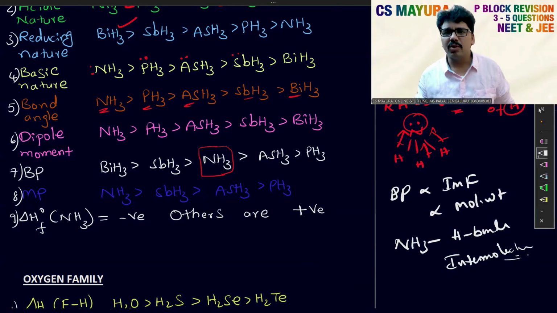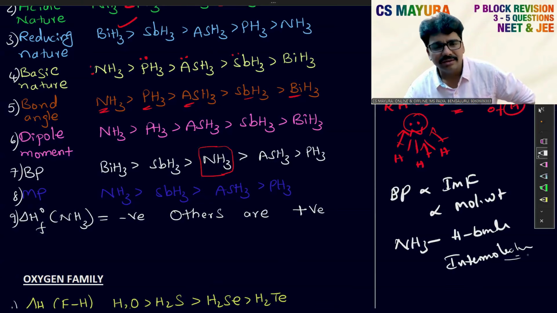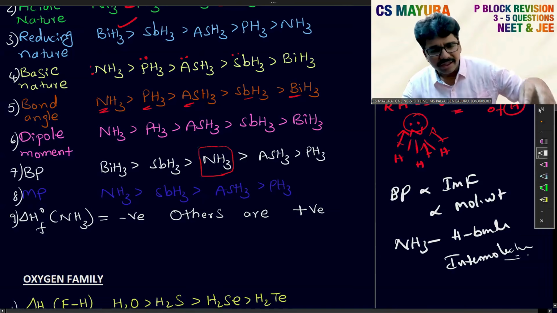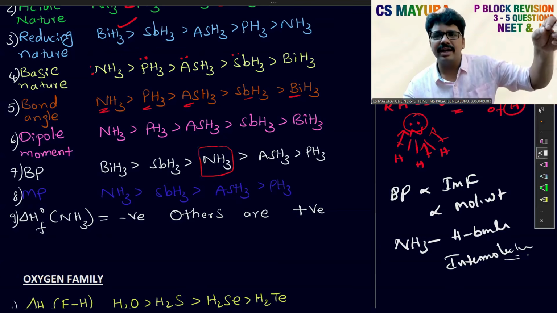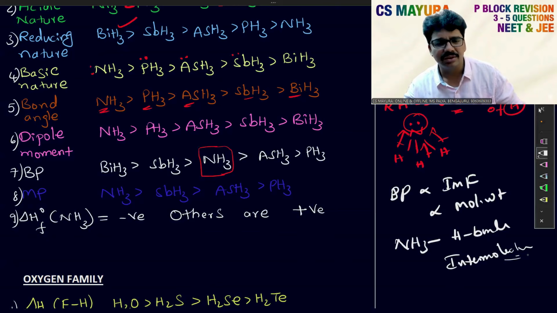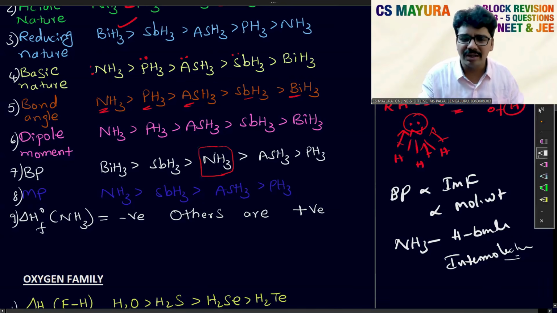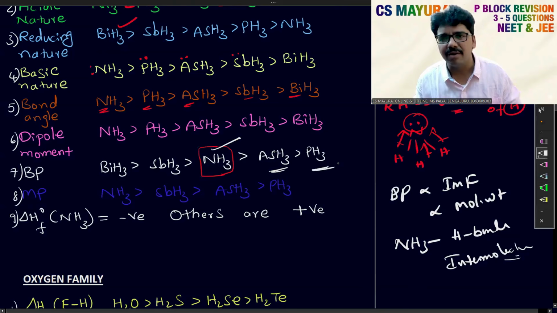Once again, boiling point depends on intermolecular forces. In the case of hydrides, the intermolecular forces are dipole forces, which increase with molecular weight. So in hydrides, down the group, intermolecular forces increase, so bismuthine should have the highest boiling point. Next is stibine. Here ammonia comes in third position, due to hydrogen bonding. In ammonia, in addition to the dipole interactions, there is intermolecular hydrogen bonding. Because of this, ammonia's boiling point is greater than arsine and phosphine.